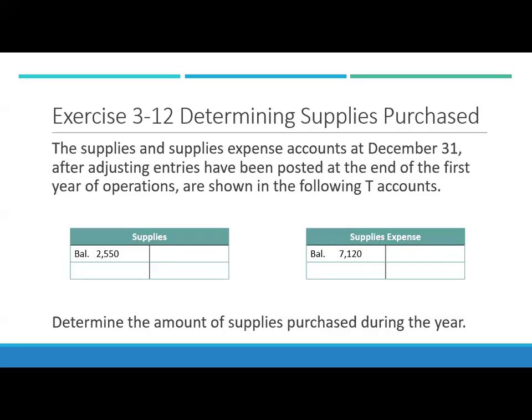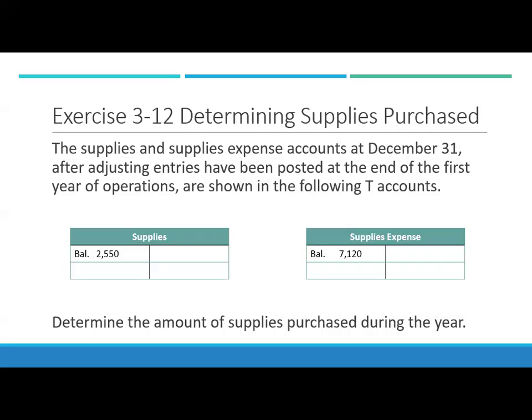We have a beginning balance of zero implied here, and it's an asset account, so that's a debit. And then an ending balance of 2,550. And then we had a supplies expense balance of 7,120.